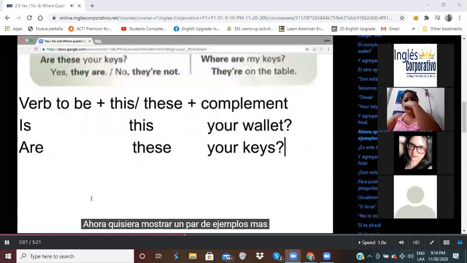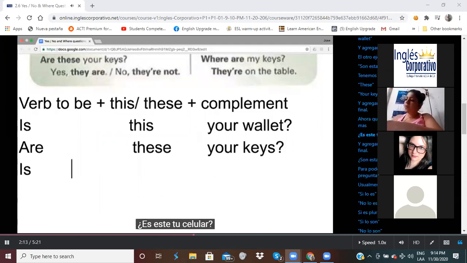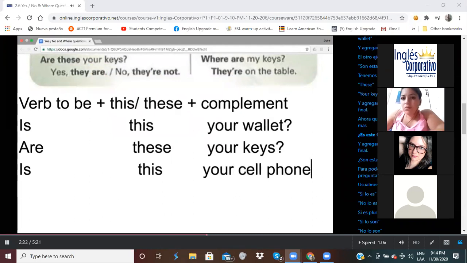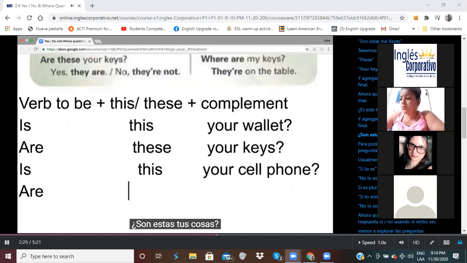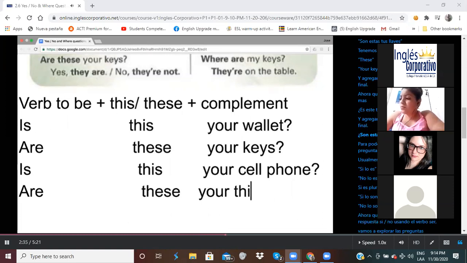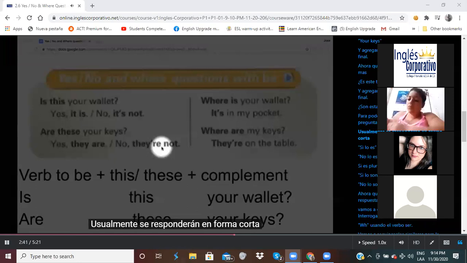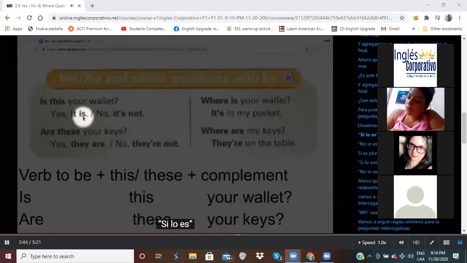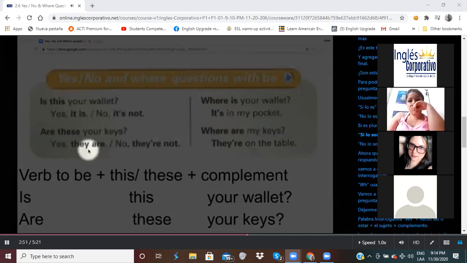Let me give a couple of more examples. Is this your cell phone? Question mark at the end. Are these your things? In order to answer this type of questions, you're typically going to answer with yes, it is. No, it's not. If it's plural, for example, yes, they are, no, they're not.